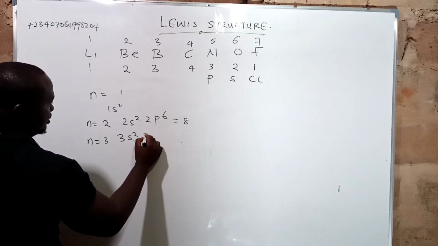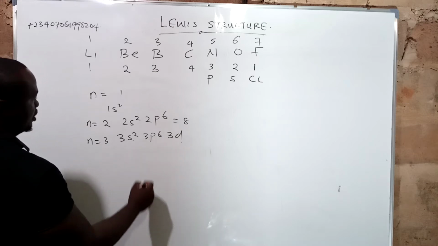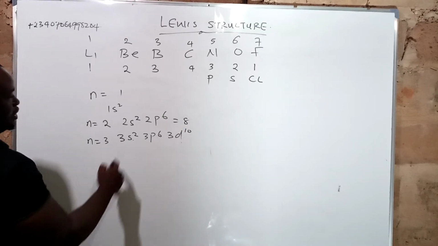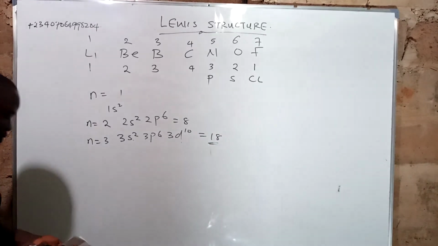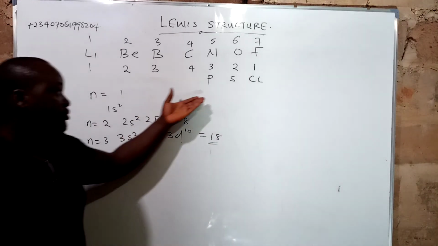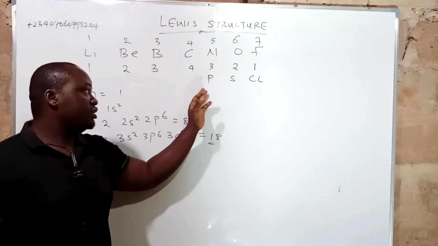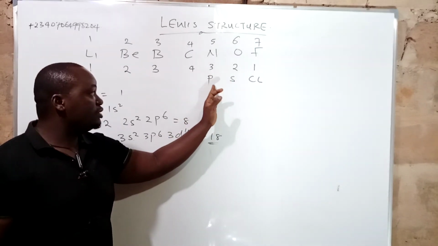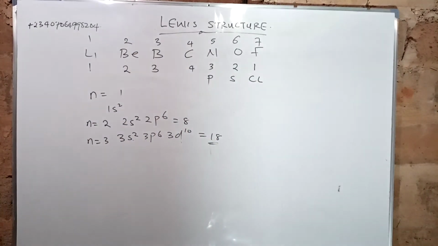Then you have 3p6 and 3d under the third row. Remember, the total number of electrons here is 18. And that is why this compound has an expanded octet structure. So phosphorus, sulfur, chlorine, all of them have expanded octet structure.